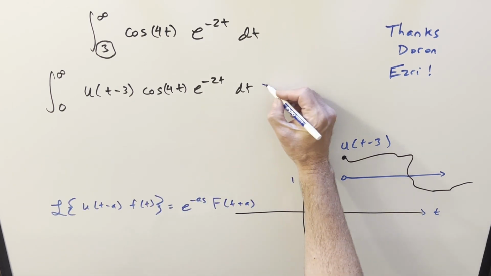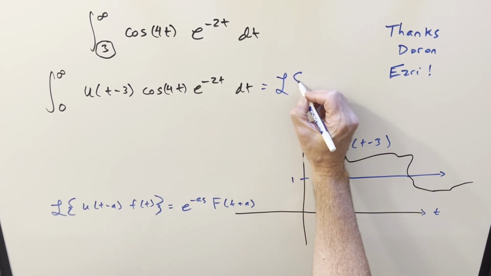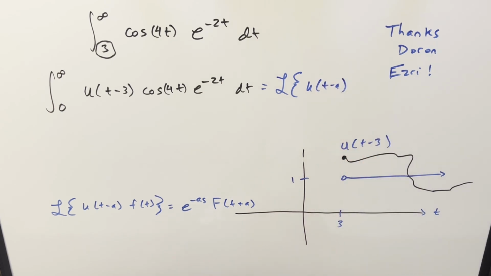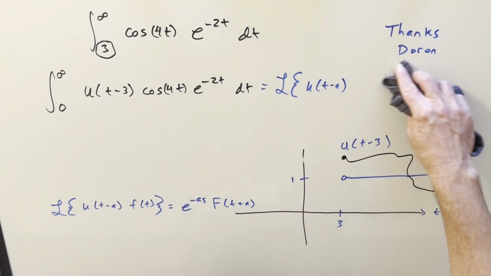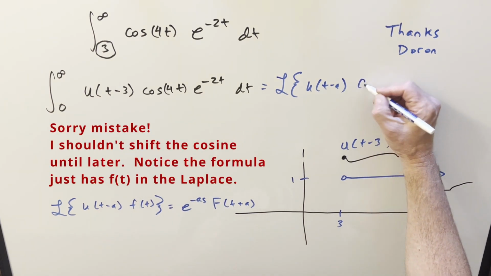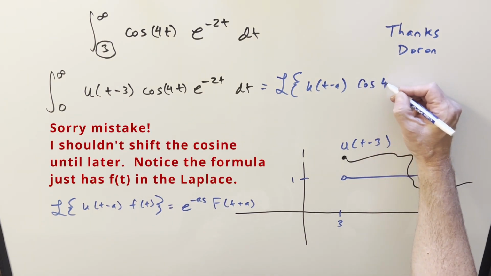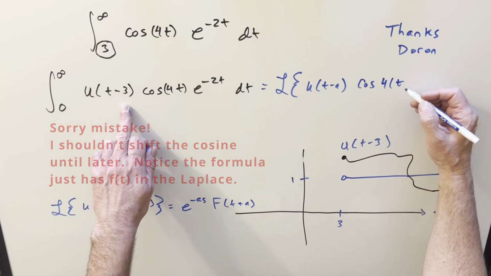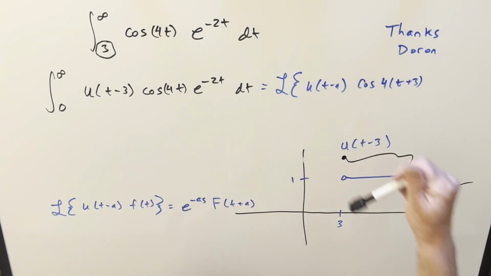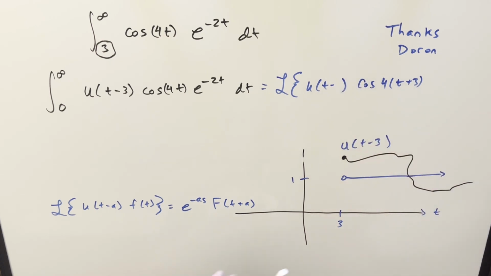So then going ahead with this, we can write this as the Laplace transform of u of t minus a times cosine of 4t, but we have to shift it by a. So this is going to be cosine of 4 times t plus our a value, which is going to be 3. Sorry, I should actually write in what we know this is. This right here should be a 3.